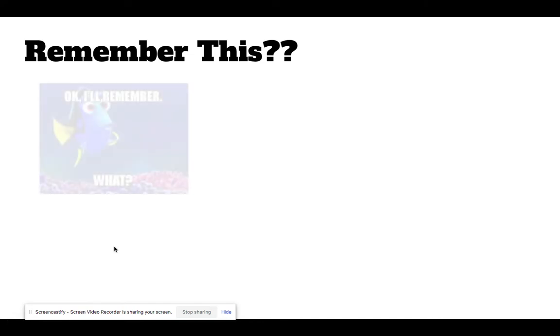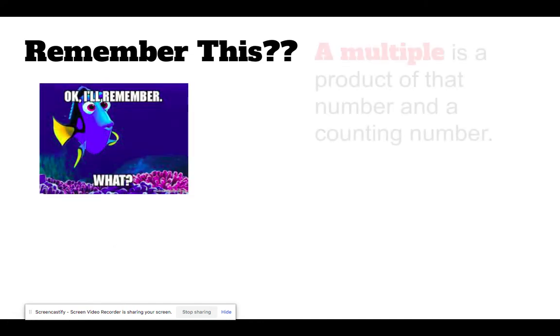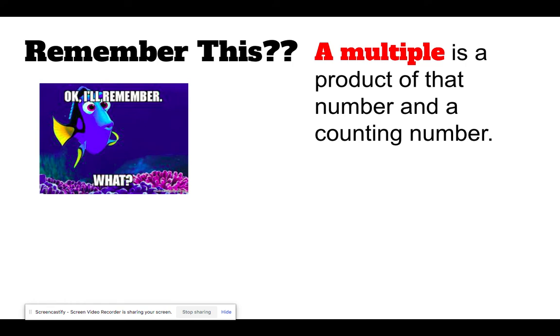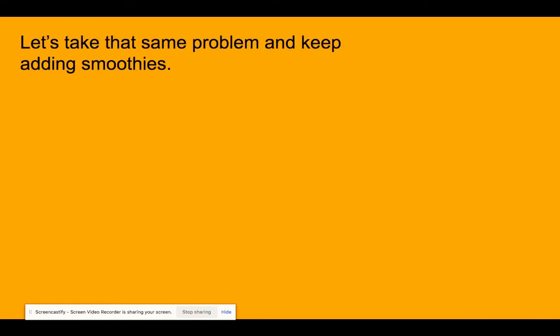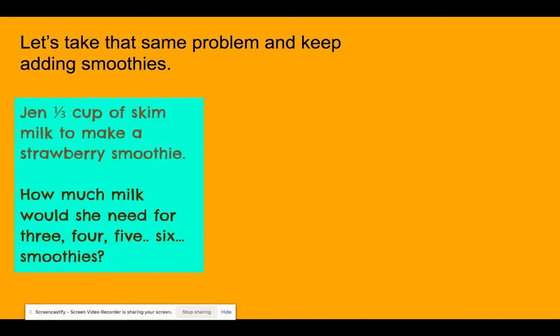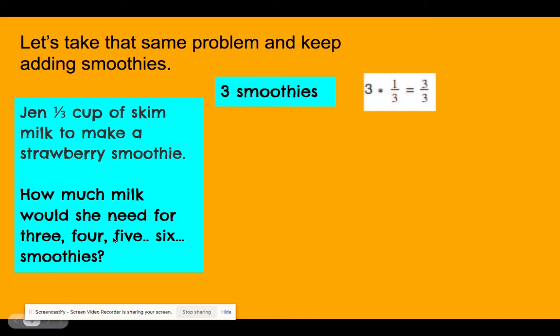All right, remember this? A multiple is a product of that number and a counting number. Multiples, again, are when you can count by that number. Let's take a look at the same problem, but this time we're going to keep adding smoothies. Jen needs 1/3 cup of skim milk to make a strawberry smoothie. How much milk would she need for 3 smoothies, 4 smoothies, 5 smoothies, 6 smoothies, etc.? So again, she was doing 3 smoothies.